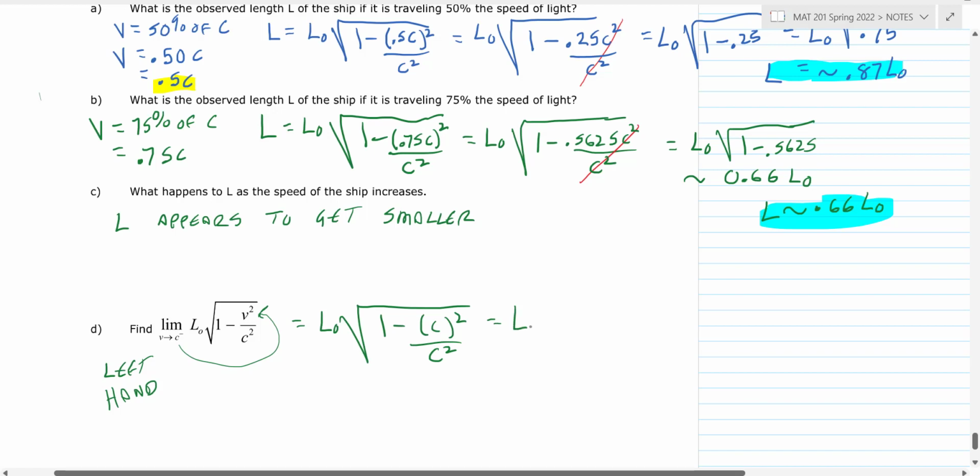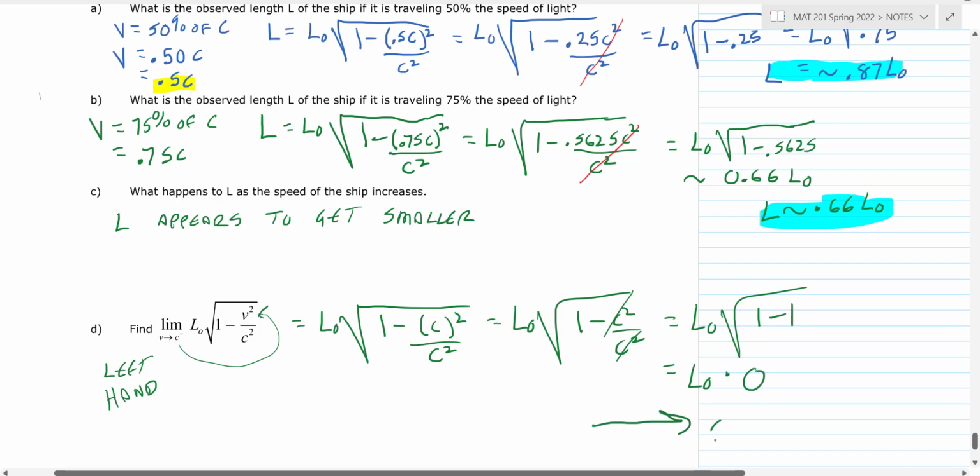So that would be L naught. That would be 1 minus C squared over C squared. That divides out. So you're going to get L naught times the square root of 1 minus 1. So that's L naught times 0. So what's happening is we're going to 0. All right, so as we get closer and closer to the speed of light from the left-hand side, that limit approaches 0. So it looks like the length contracts to 0.